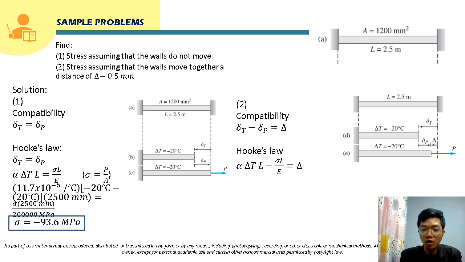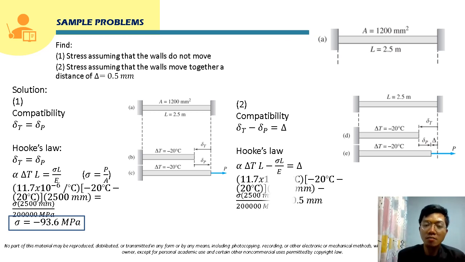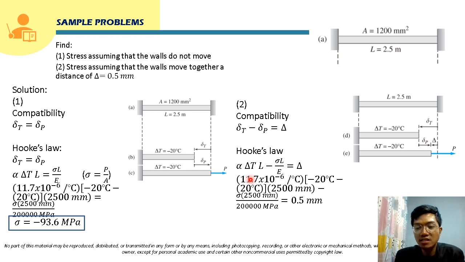But for delta T, we have a formula for that. That is alpha, change in T times L, minus, for this delta P, sigma L over E, is equal to this given 0.5 millimeter. So substituting the given here for alpha, this is 11.7 times 10 raised to negative 6 per degree Celsius, times the change in temperature. The final is negative 20 degrees Celsius minus the initial 20 degrees Celsius, times the length, which is 2,500 millimeter. Minus sigma, which is unknown, that is the stress, and then L is 2,500 millimeter over the modulus of elasticity, which is 200,000 megapascal. So this will be equal to the given displacement, which is 0.5 millimeter.